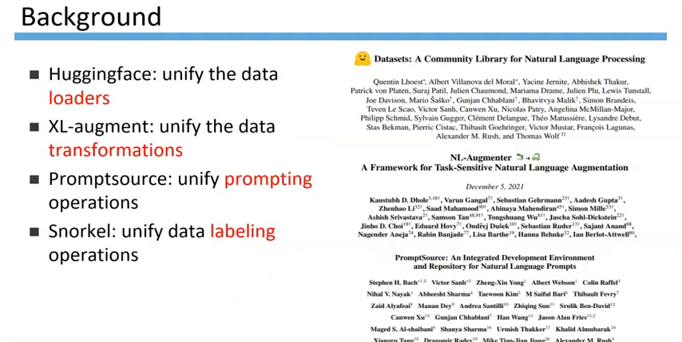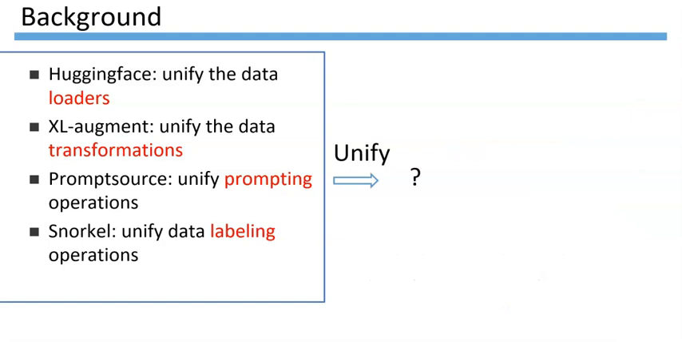What's more, recently, one interesting phenomenon in NLP is more and more researchers focus on unifying dataset operations from different perspectives. So for example, Hugging Face, they try to unify the data loaders. The second work, ACL Augment, they try to unify the data transformation operations. Prompt Source, they unify the prompting operations, and Snorkel, they unify the data labeling operations. Of course, it's very useful and convenient if we want to use each specific type of the operations.